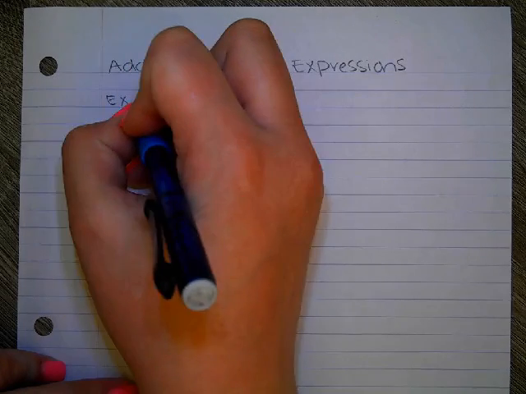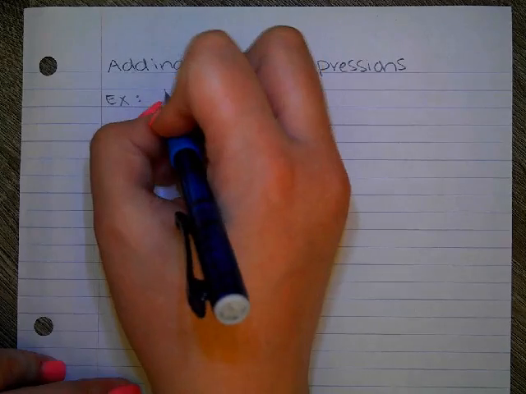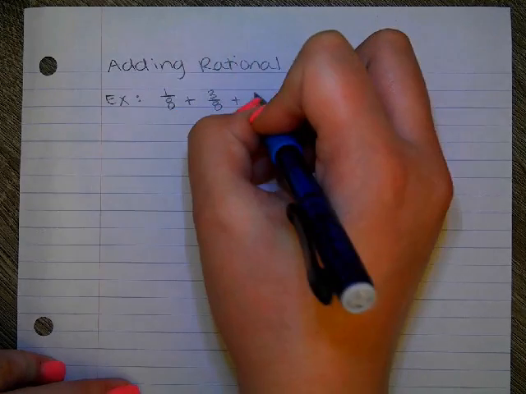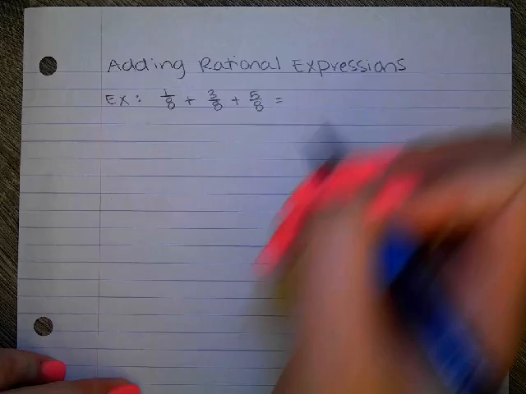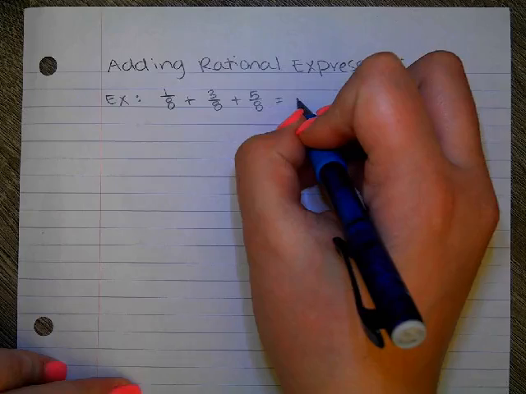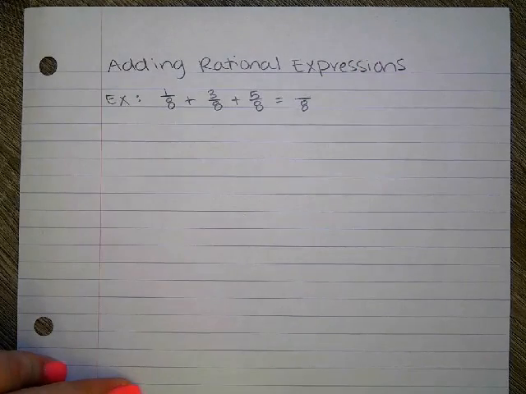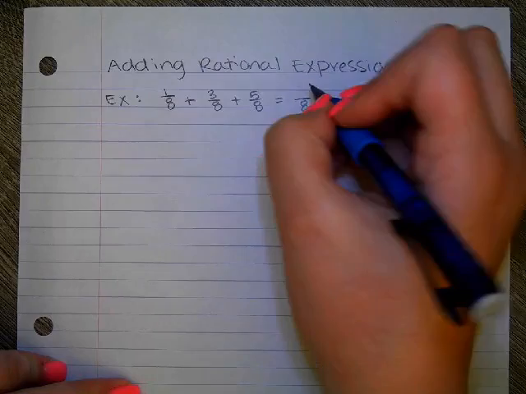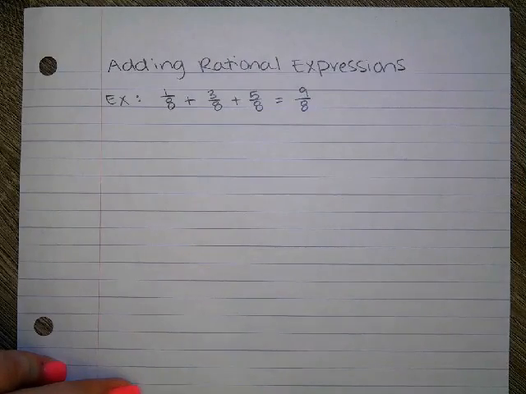So just a little reminder, when you add fractions together, if we were to add 1/8 plus 3/8 plus 5/8, we don't add the tops and add the bottoms. We don't say 1/8 plus 3/8 plus 5/8 is 9/24. If we have a common denominator, the denominator of our answer is going to be 8, and then we add the numerators together. 1 plus 3 plus 5 is 9. So the answer would be 9/8.